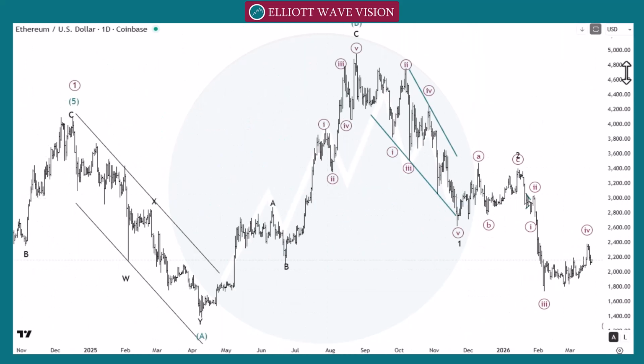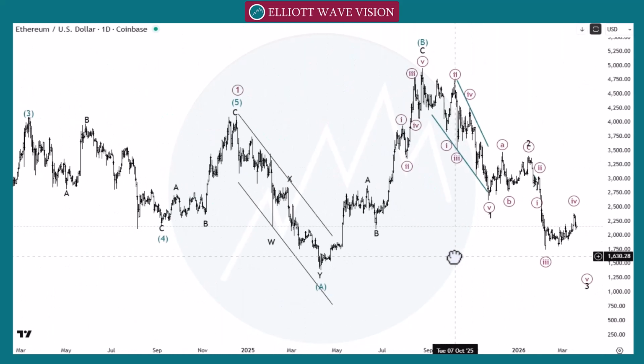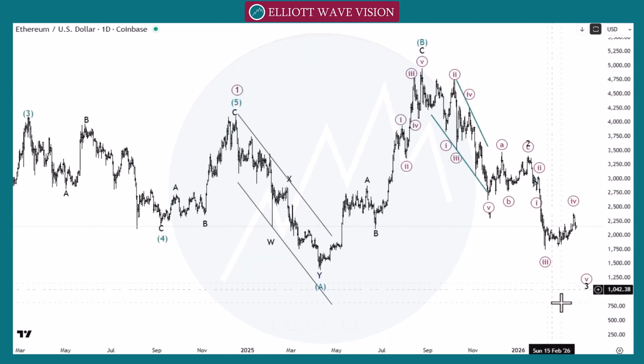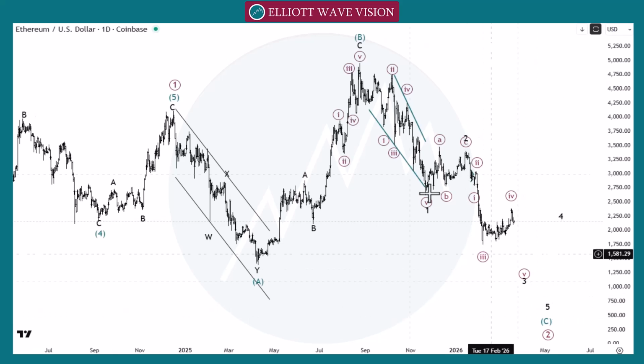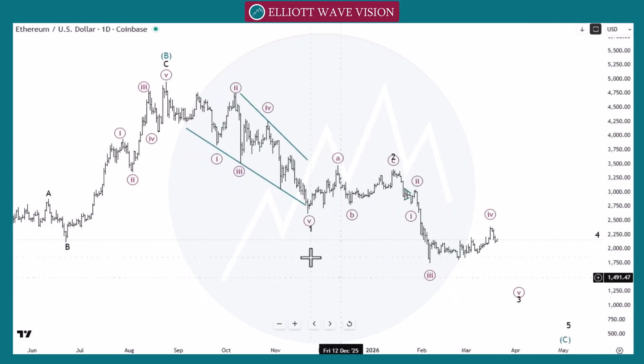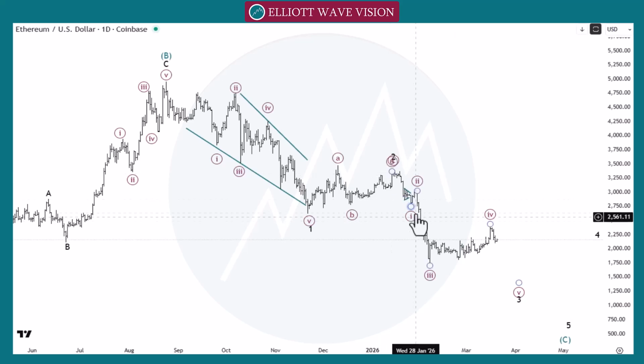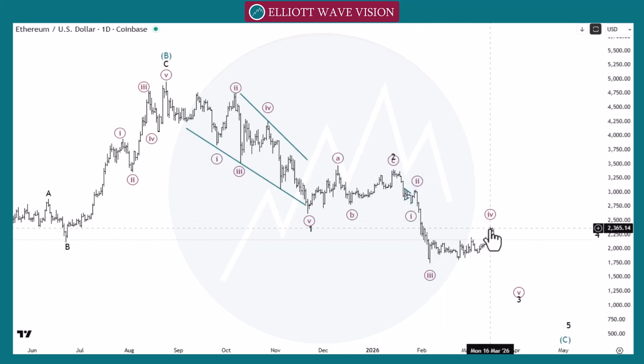So in this pair, we count the structure after this brown wave 1 as a wave A, wave B, and wave C. Now we are looking for this move as an impulsive move or as an ending diagonal. Now we are looking for this move as a wave 1, wave 2, wave 3, wave 4, and wave 5. So at this point, after this black wave 1 and black wave 2, market gives us this move as a wave 1, wave 2, wave 3, wave 4.